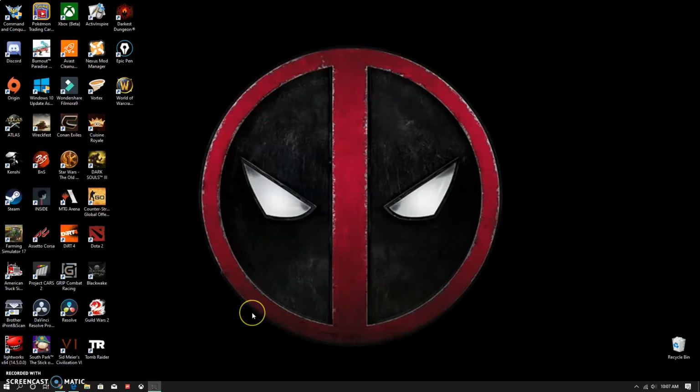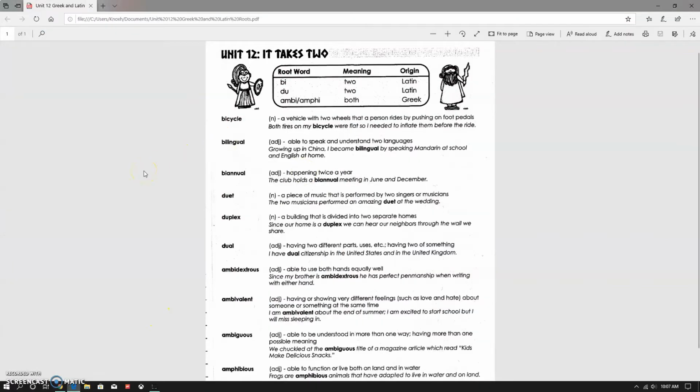All right, boys and girls, let's do some Greek and Latin roots today. We're going to be looking at Unit 12, "It Takes Two." We have bi, which means two, that is a Latin root. Du, which means two as well, that is also Latin. And then ambi and amphi, which mean both, that is Greek.